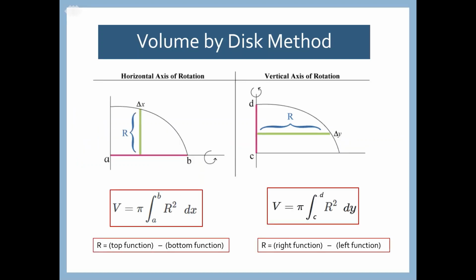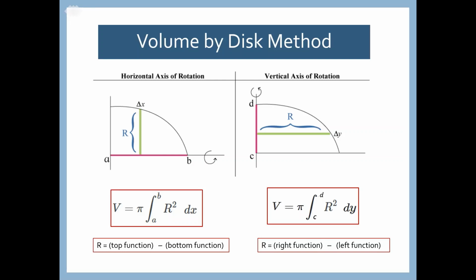Generally, the volume of a solid of revolution can be obtained using the following formula of the disc method. Take note that if the axis of rotation is the horizontal axis, then the volume is obtained by integration with respect to x. Consequently, if the axis of rotation is the vertical axis, then the volume is obtained by integration with respect to y.